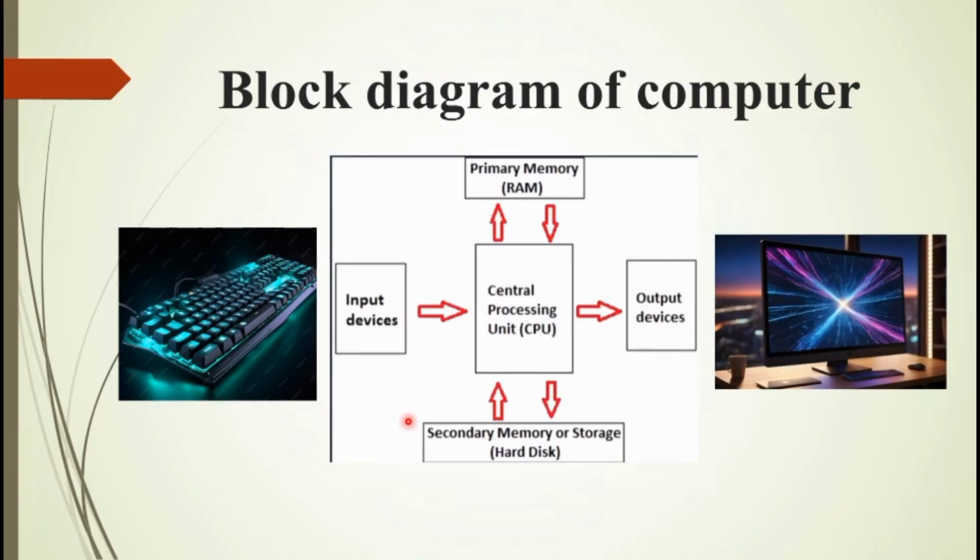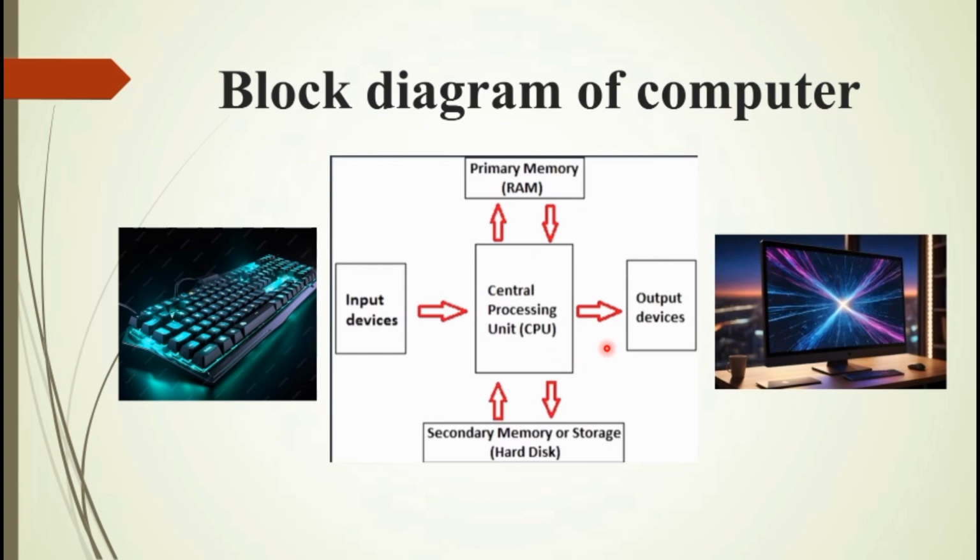Here, the block diagram of a computer is very huge, but I made it simple for better understanding. A computer has four main parts: input unit, CPU, memory unit, and output unit. The input unit takes data from us, through devices like keyboard, mouse, scanner, and microphone. The central processing unit is the CPU. This is the brain of a computer, it processes all the data. The memory unit stores the data either temporarily or permanently.